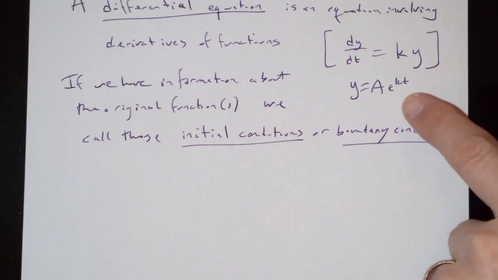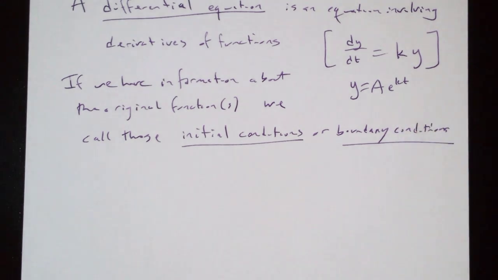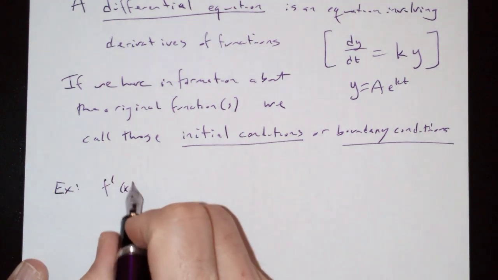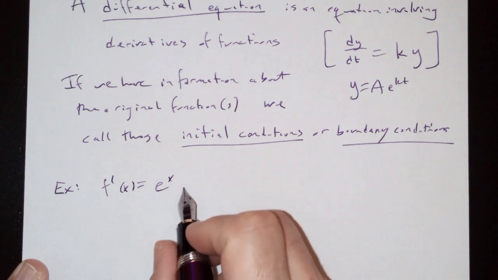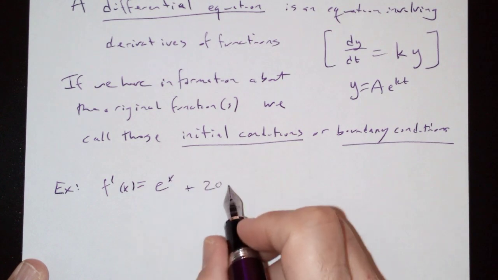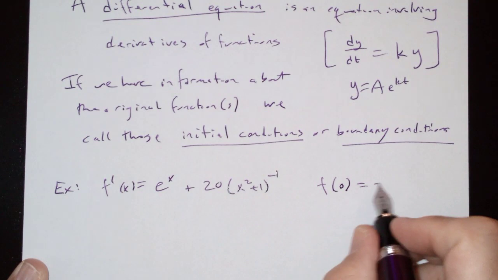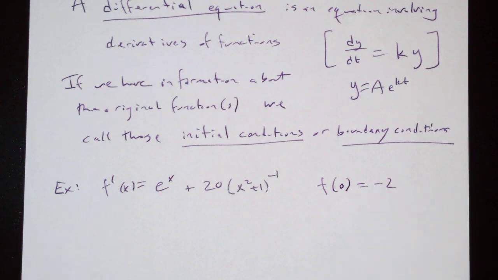Back here, we were figuring out the value of A, we were figuring out the value of K, weren't we? We had that extra information, we used it to solve for the constants. Here's an example. f prime of x is e to the x plus 20 times (x squared plus 1) to the negative 1, and f of 0 is negative 2. This extra bit of information, that's my initial condition. That's going to allow me to go from a general antiderivative to a particular antiderivative.